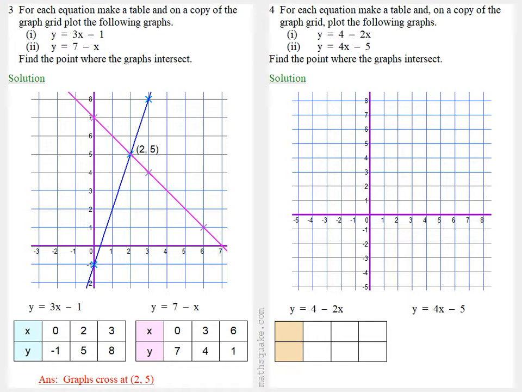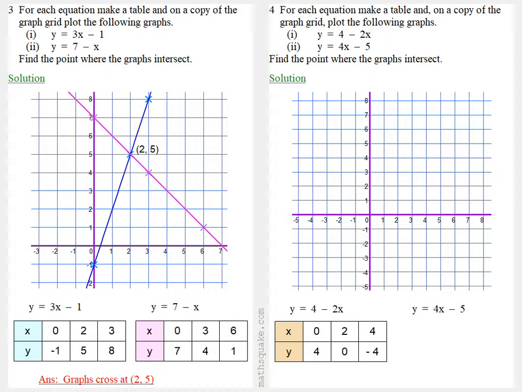So we draw out a table, and the first column is labelled x and y. We then choose values of x, let's say 0, 2 and 4, and we work out the values of y. So, if x is equal to 0, y is equal to 4 minus 2 times 0, which is 4. If x is equal to 2, then y is equal to 4 minus 2 times 2, which is 4 minus 4, or 0. If x is equal to 4, then y equals 4 minus 2 times 4, which is 4 minus 8, or minus 4.